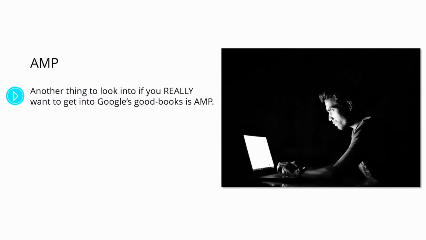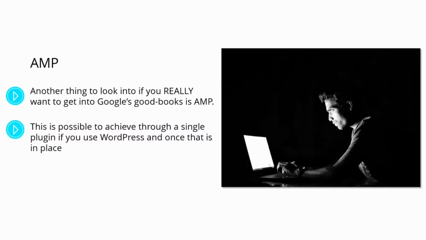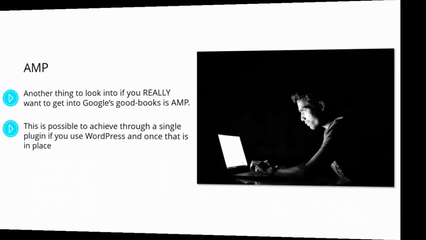AMP. Another thing to look into if you really want to get into Google's good books is AMP. This stands for Accelerated Mobile Pages, and is a new initiative from Google that is designed to encourage creators to create a second, highly mobilized, super quick version of their site. This is possible to achieve through a single plugin if you use WordPress, and once that is in place, your site will be able to appear at the top of the other search results with an image from your site and an AMP logo to encourage more users to click it.